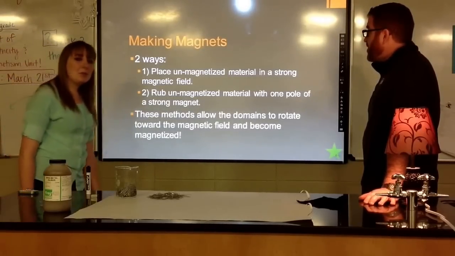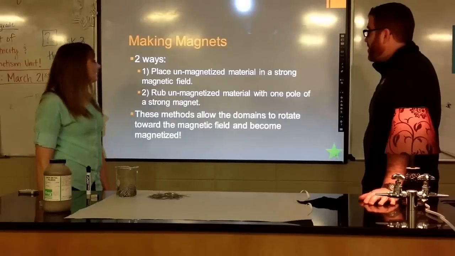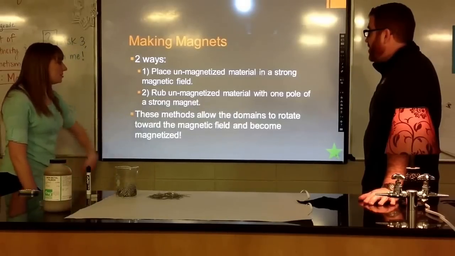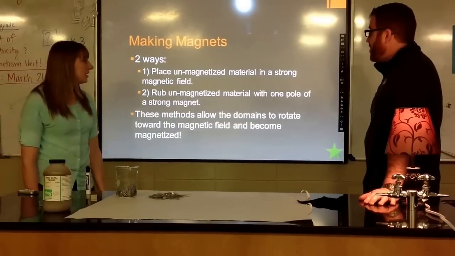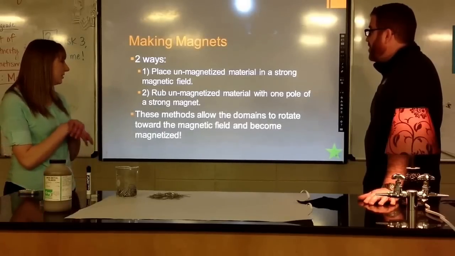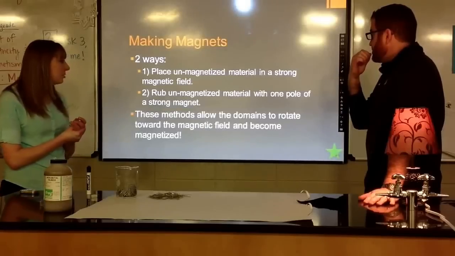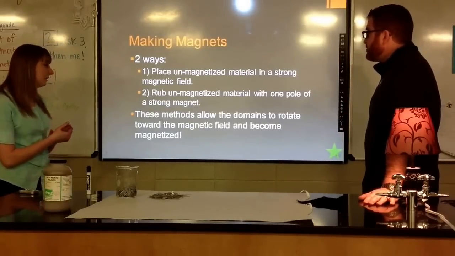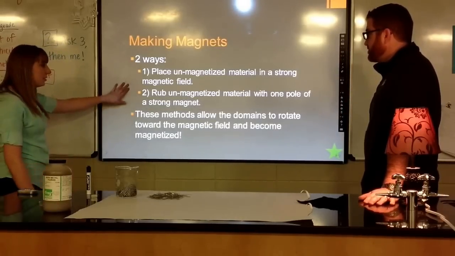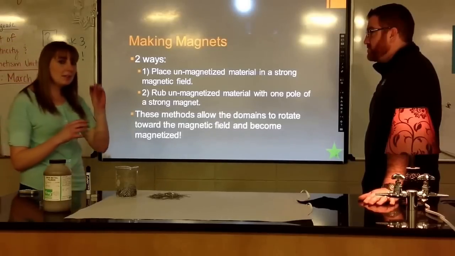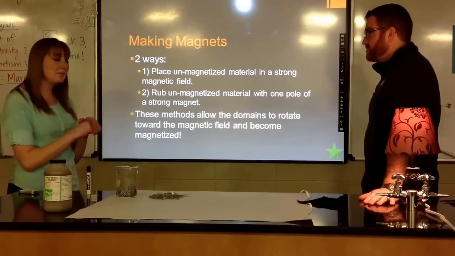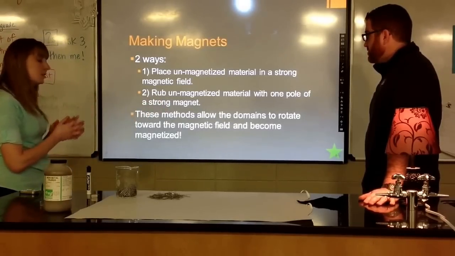All right, there are a couple ways that we can make magnets. Our first option would be to place the unmagnetized material in a strong magnetic field. The other would be to rub an unmagnetized material with one pole of a strong magnet. Both of these methods are going to allow those little domains to all rotate toward the magnetic field and align the same way to become magnetized.